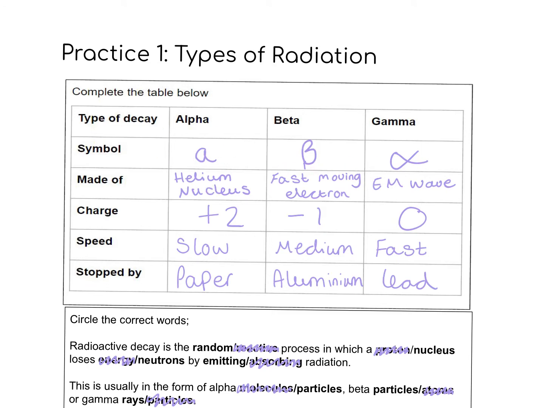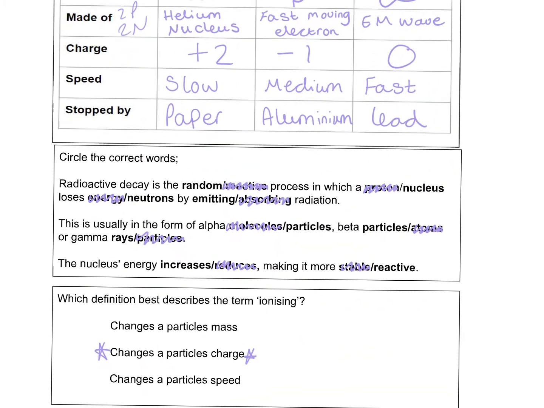So helium nucleus. You could have written 2 protons and 2 neutrons if you wanted to. Then we've got fast moving electron, EM wave. Looking at the charges then, +2, -1, 0, speed, slow, medium, fast, and then stopped by paper, aluminium, lead.